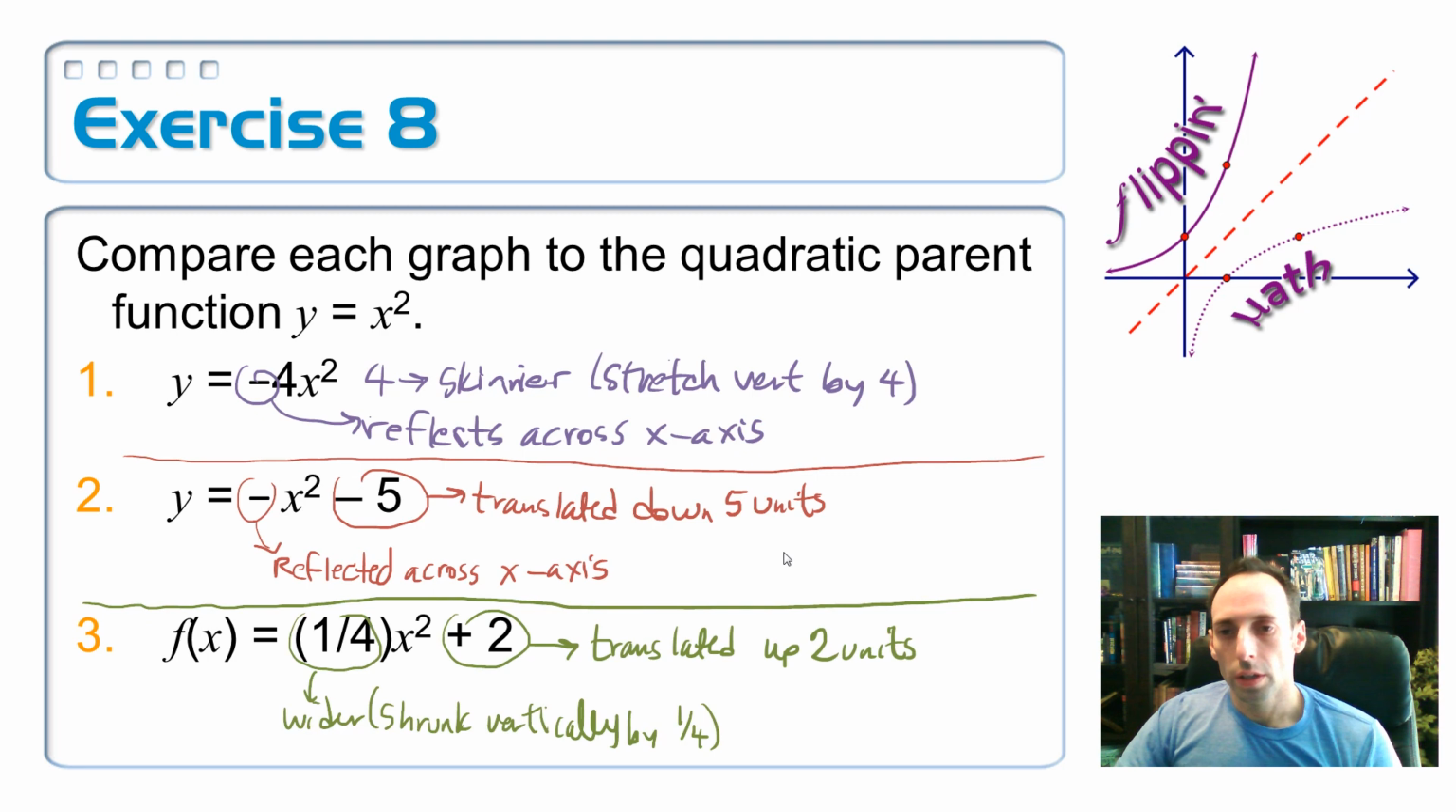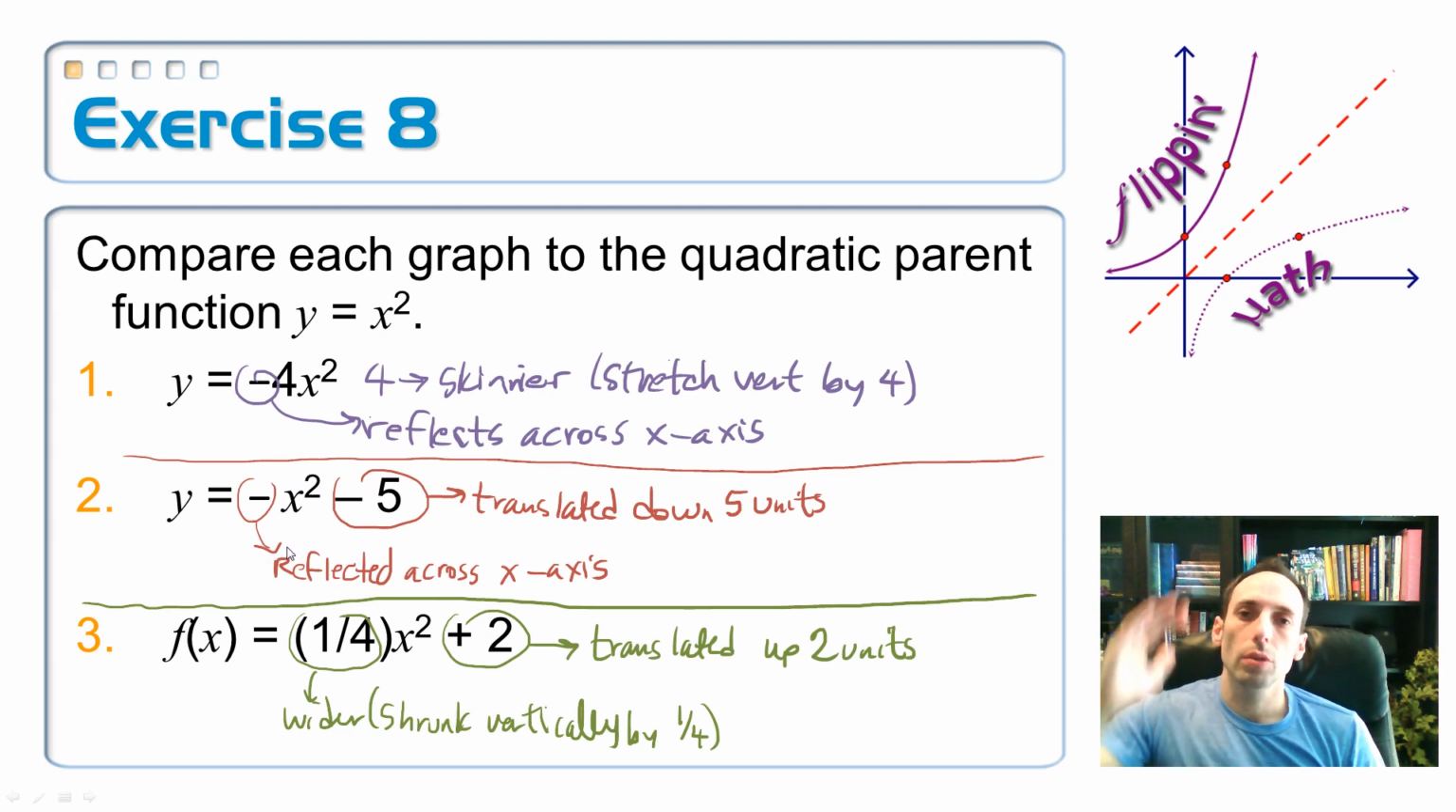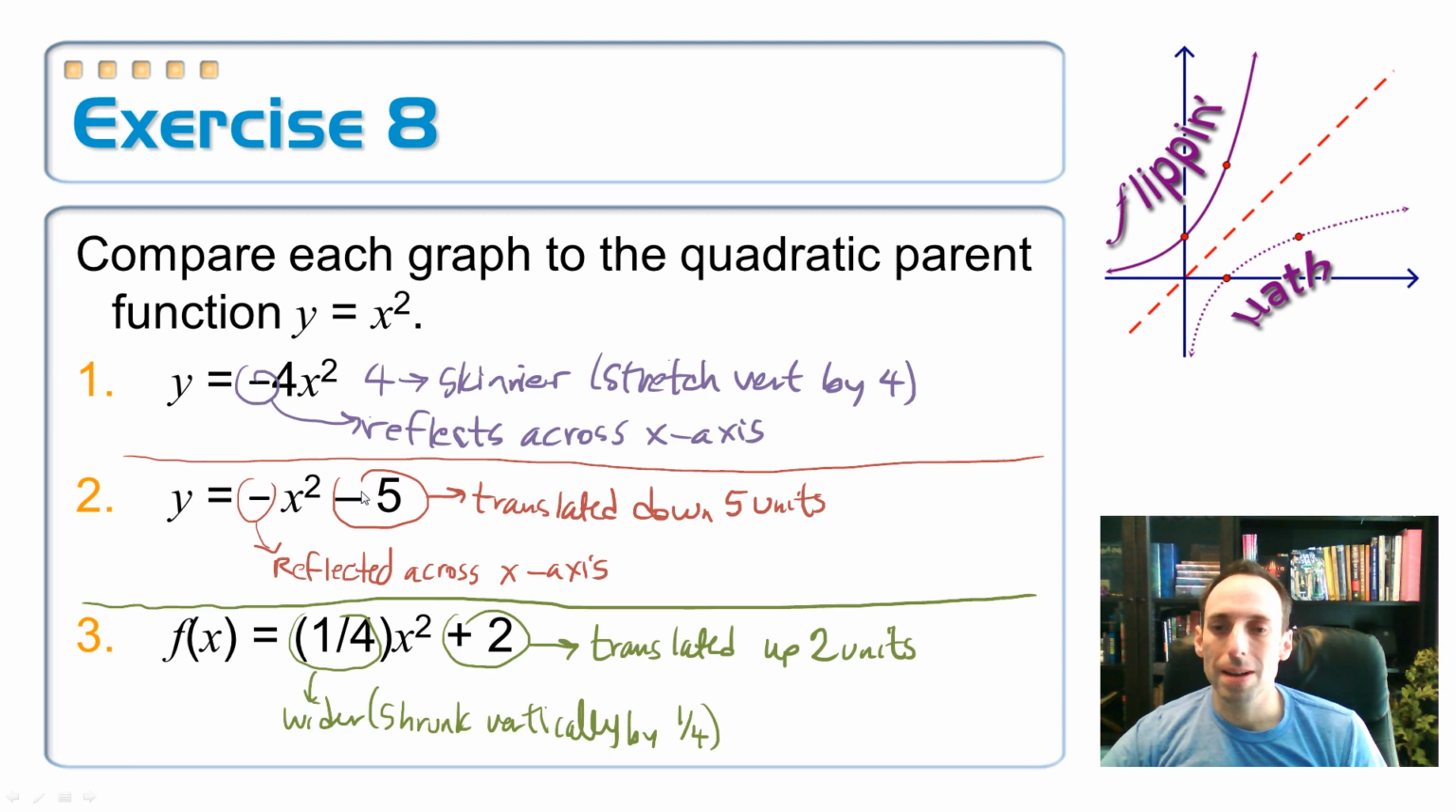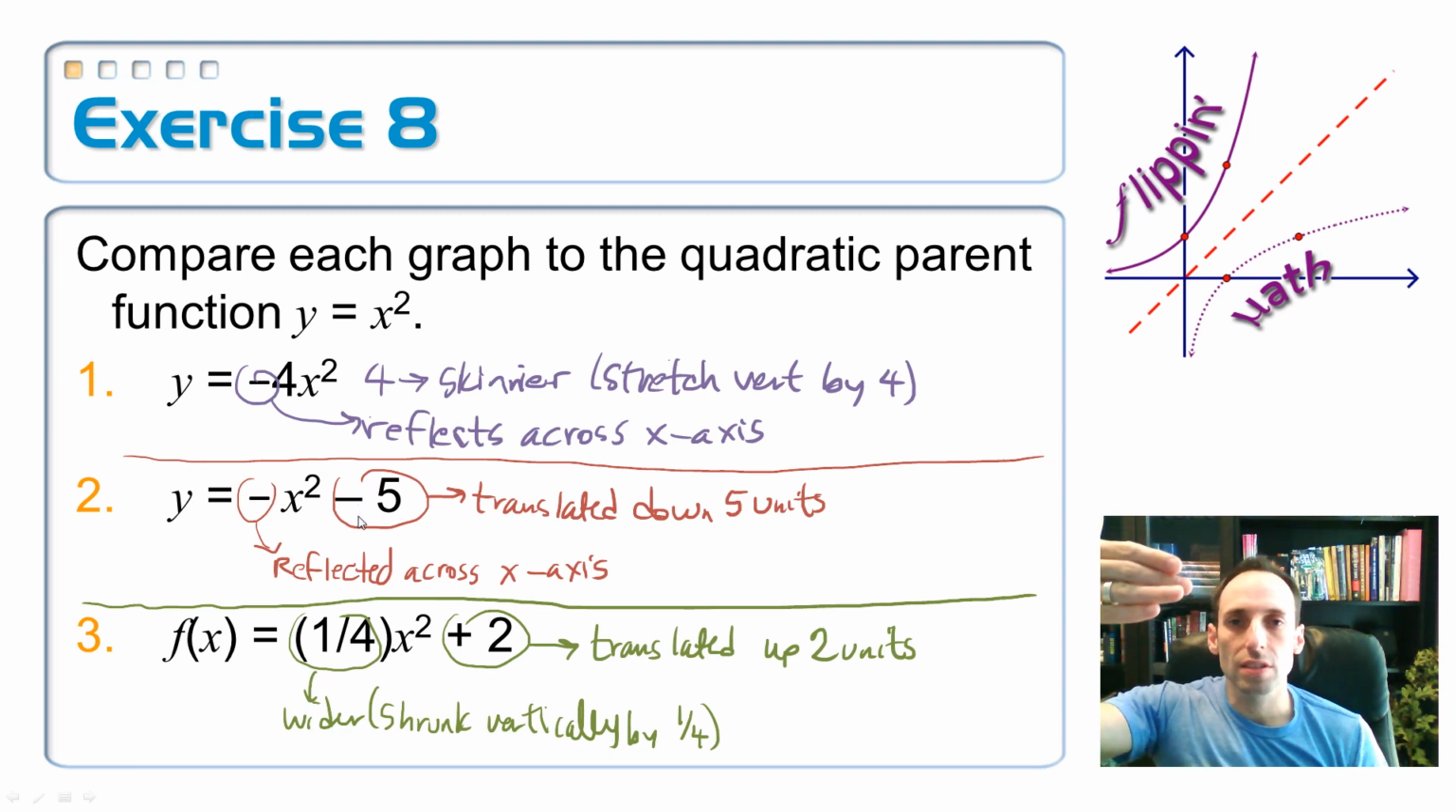So let's look. On the second one, I've got a negative a value. So that negative a value means I'm going to reflect it across the x-axis. And then my c value here is minus 5, which is going to translate our graph down 5 units.